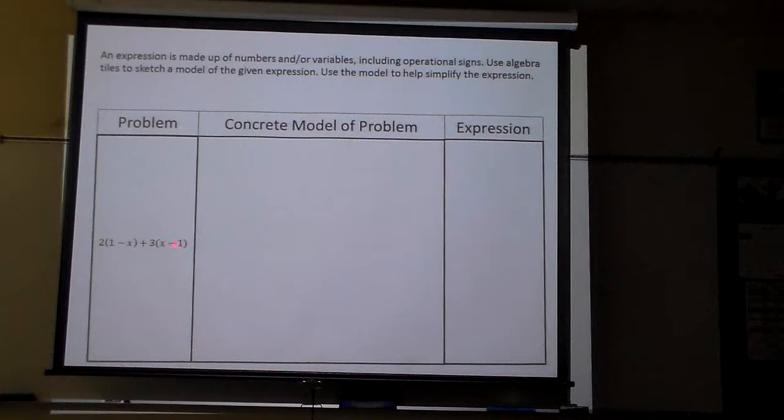Once again, I have two groups. First off, what's my first group? My first group is a 1 minus x. Well, how would I do that? A little one minus an x. That's a negative x. But I don't have one group, I have what? I have 2 of them.